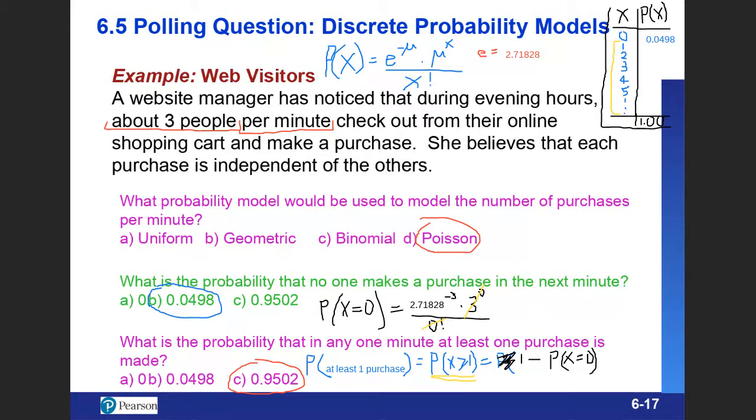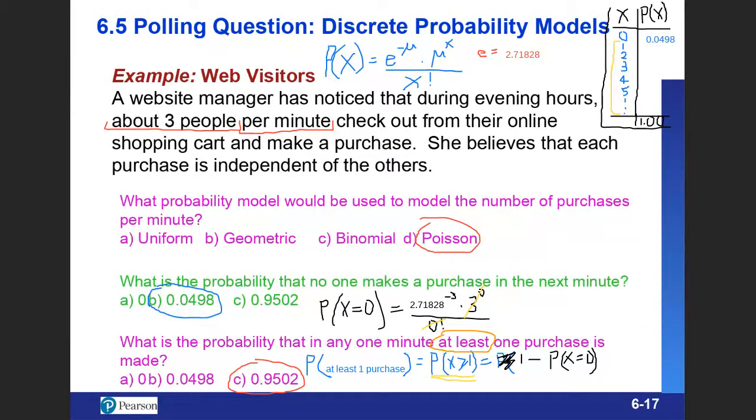So be very familiar with this at least, at most. There's a lot of problems in your homework that refer to this. And it's not always greater than, less than, 1 purchase, not always equal to. It could be at least or at most. Okay, any questions about this? So this is all about the Poisson distribution. Again, we didn't need Excel because this is a fairly simple problem. You can do it with a calculator. You just have to recognize that you can use the properties of a probability distribution.